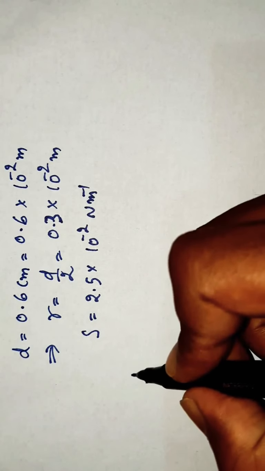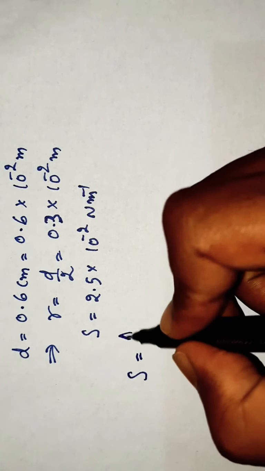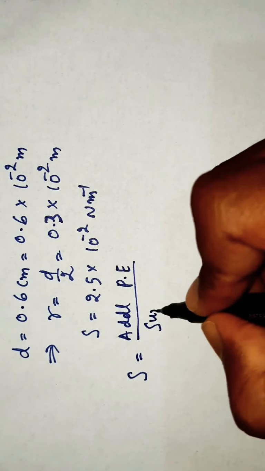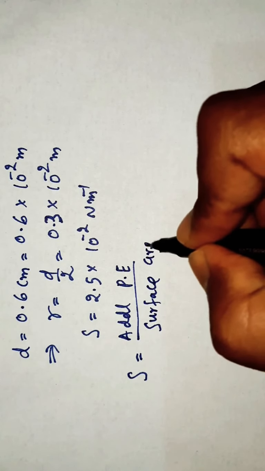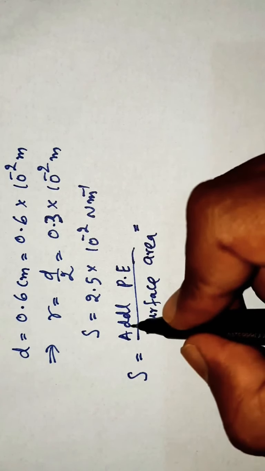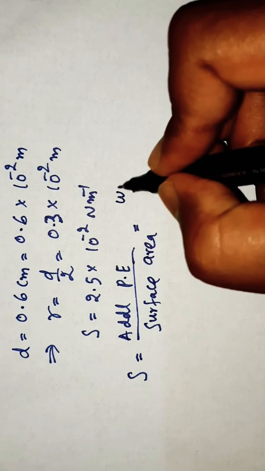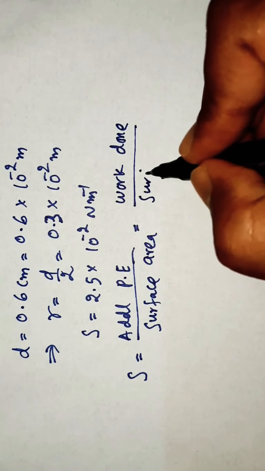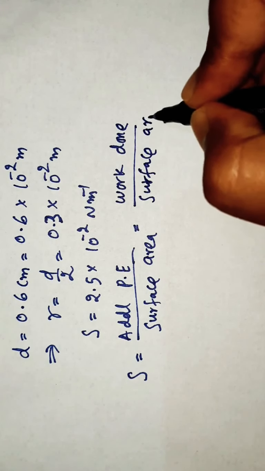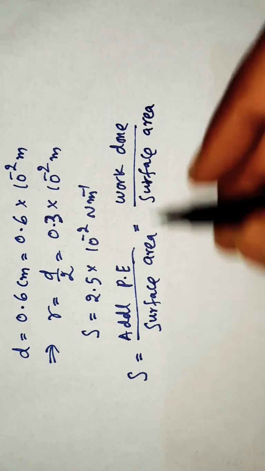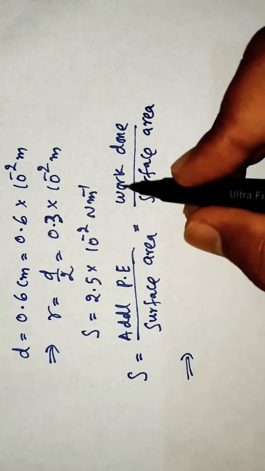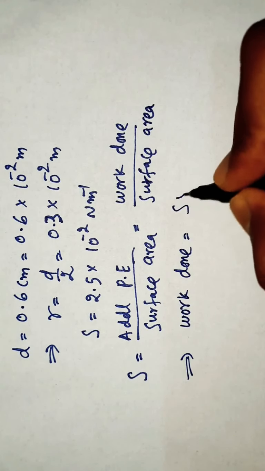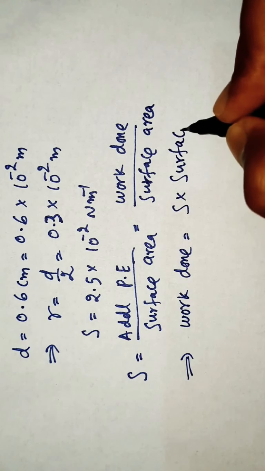We know surface tension S is equal additional potential energy per surface area. Here additional potential energy is nothing but work done by surface area. So from this we can write work done is equal S into surface area.